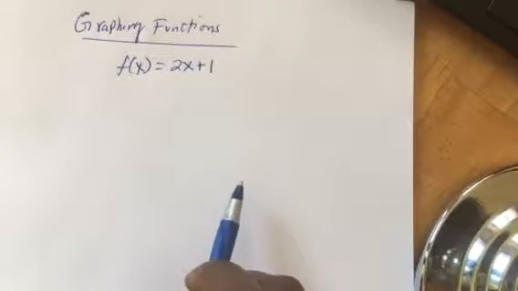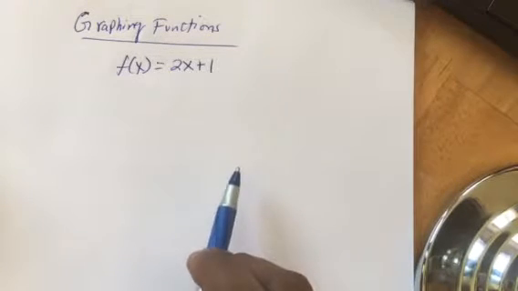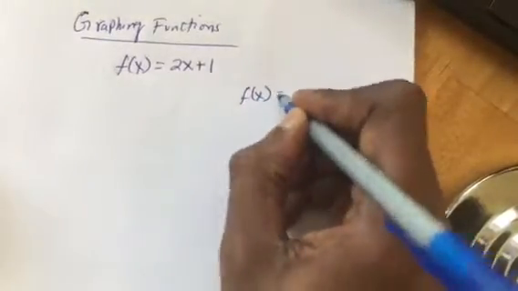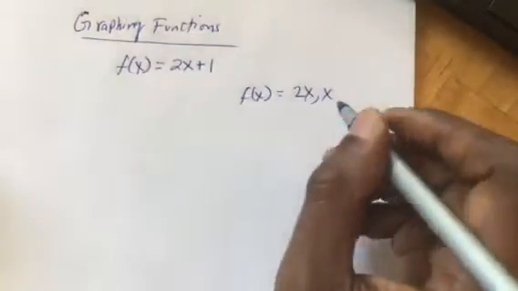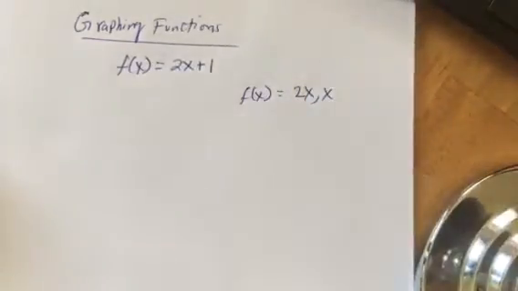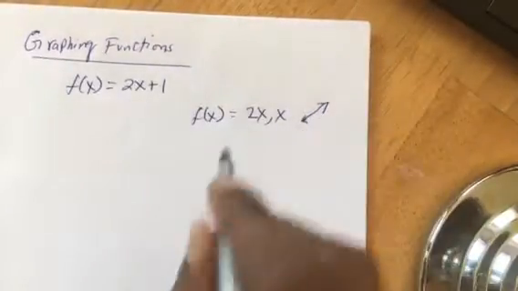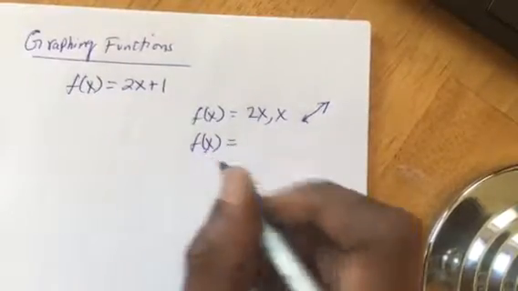Before we start graphing, it's very important that you understand the shape of the function that you're given. So let's say you're given f of x equals anything of x, 2x or just x or x plus 1, whatever it might be, you get a linear line. Okay, so understanding the shapes is important.